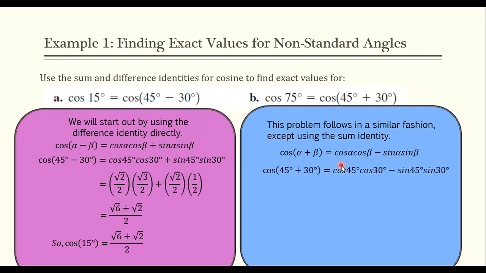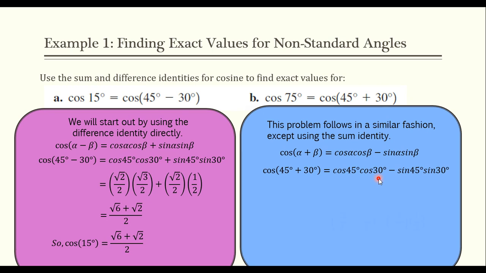So cosine of 45 degrees plus 30 is going to be cosine alpha, or cosine 45 degrees, times cosine beta, or cosine 30 degrees, minus sine of alpha, or sine of 45 degrees, times sine of beta, sine of 30 degrees. Alpha always comes first, beta always comes second. Now let's continue working with the right-hand side of the equation, since these 45 and 30 degree angles I know pretty well, and I know the exact values of cosine and sine for both of them from the unit circle again.